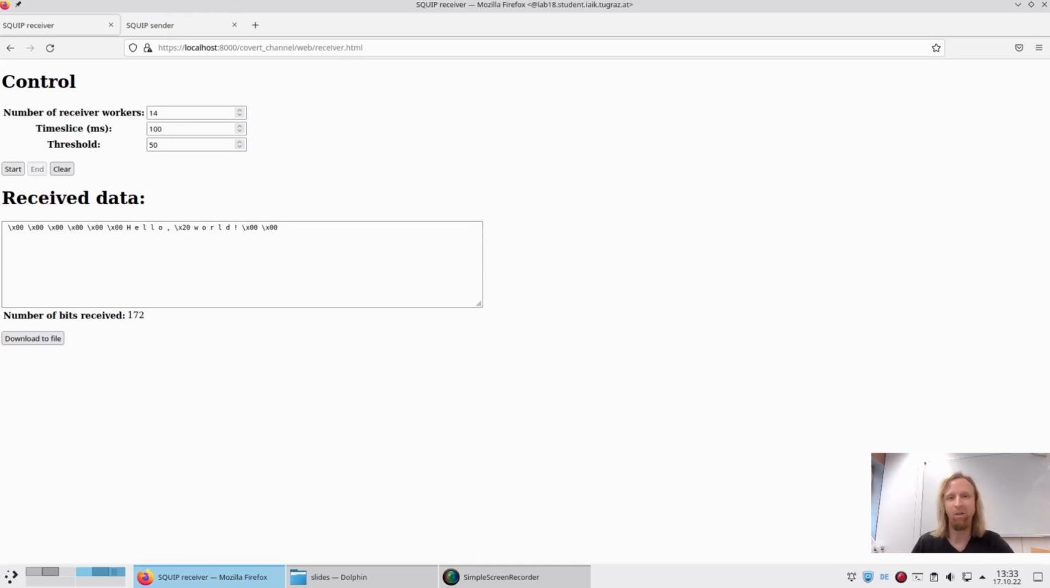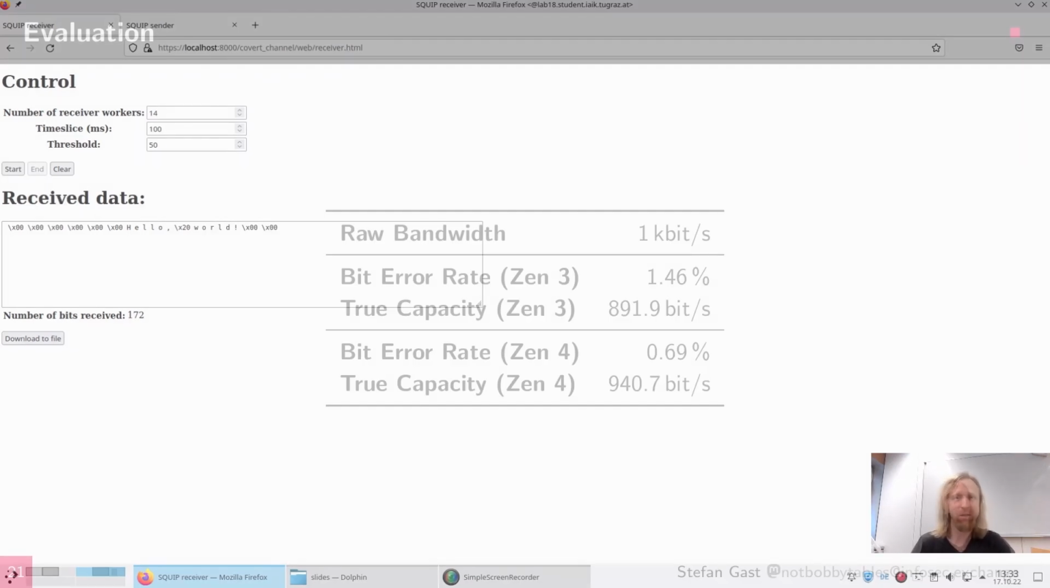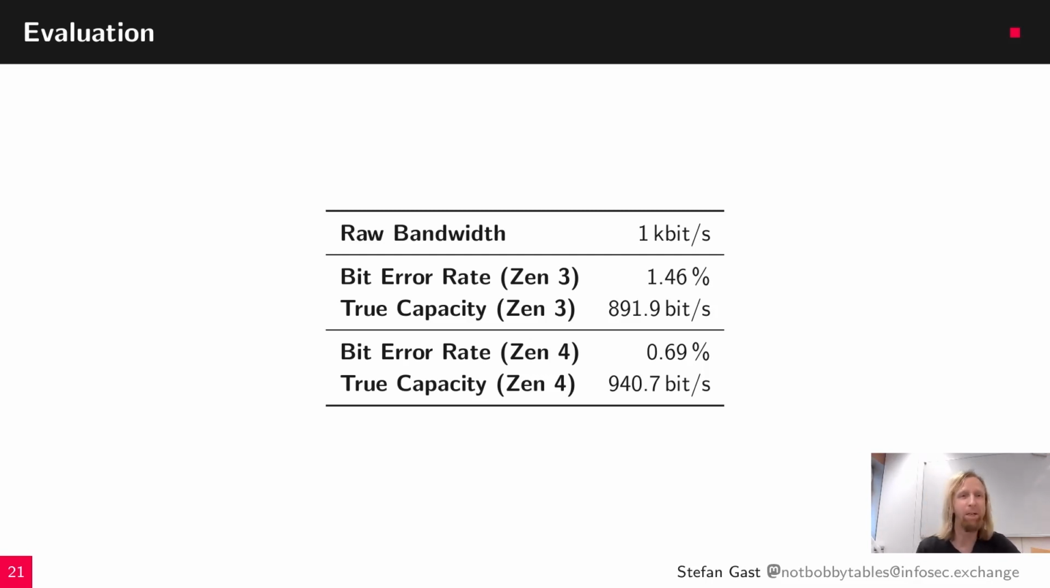Then for our evaluation of the covert channel, we have a raw bandwidth of 1 kilobit per second, which is basically caused by a time-slice-based approach. Then we have quite low error rates, below 1.5%, resulting in true capacities of around 890 bits per second for SEN3 and 940 bits per second for SEN4.